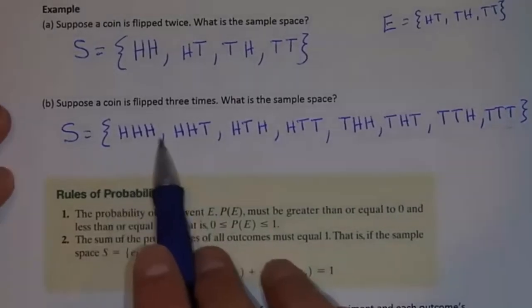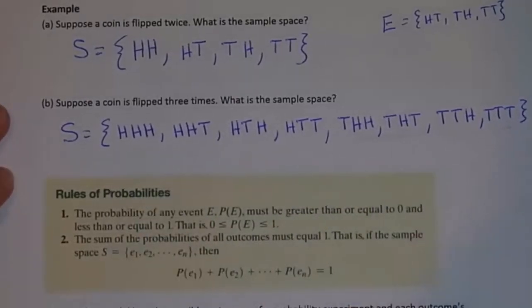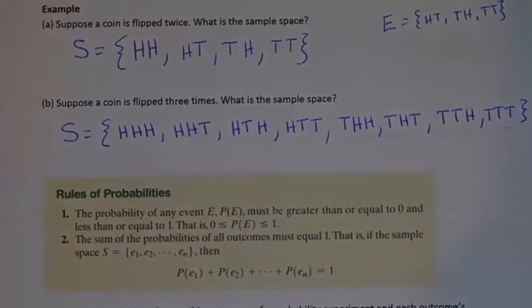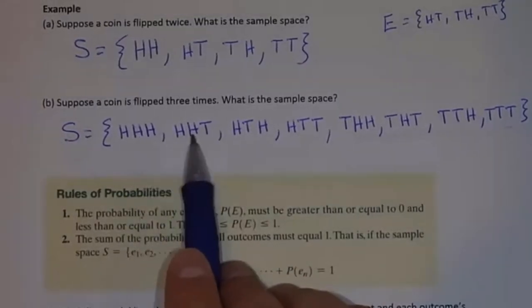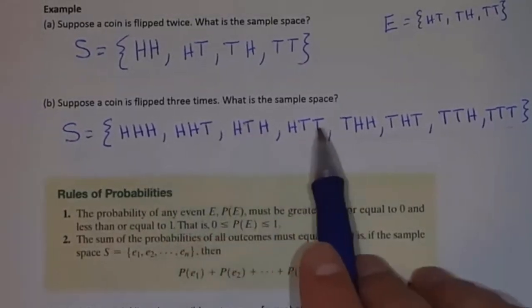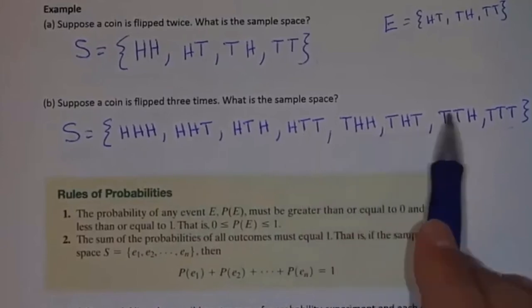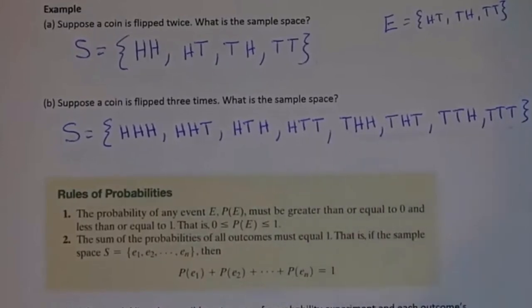So altogether, there are 8 possible outcomes when I flip a coin 3 times. So this is the sample space. So again, this could be simple event 1, simple event 2, simple event 3, simple event 4, 5, 6, 7, 8. Or I could ask a more general question that needs a larger event.